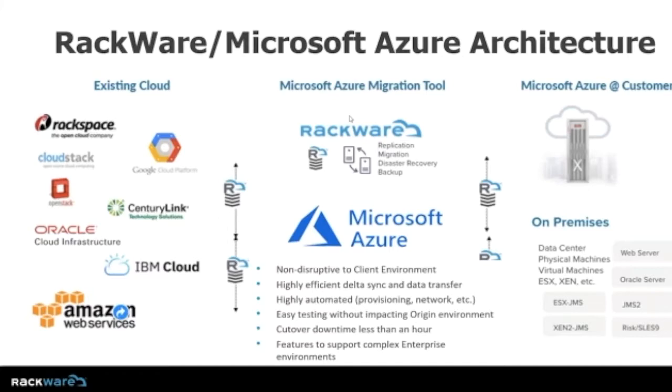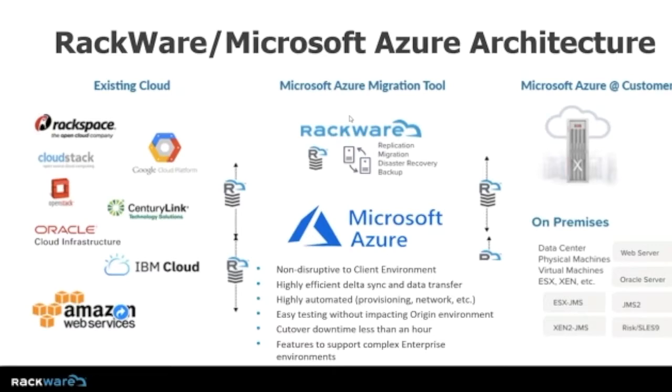Likewise, if you're running the Azure Stack on-prem, the software can migrate those workloads into Azure as well. Increasingly, a use case that's going to be important is cloud to cloud. The RackWare software, again, has an architecture that allows it to replicate workloads from other clouds into Azure. So let's say you have workloads running in Amazon or Google, and you want to migrate those into Microsoft Azure. RackWare software can be used to perform those migrations just like it would migrating from on-prem into the cloud as well.